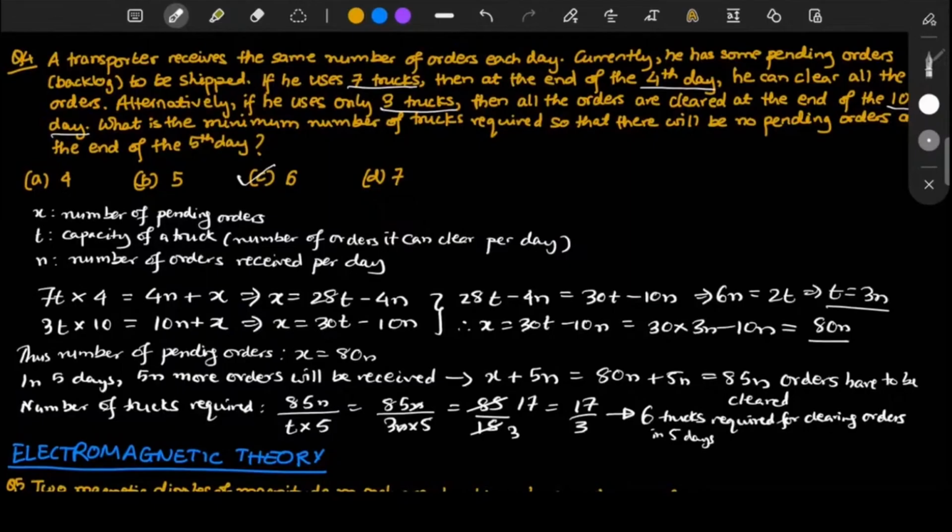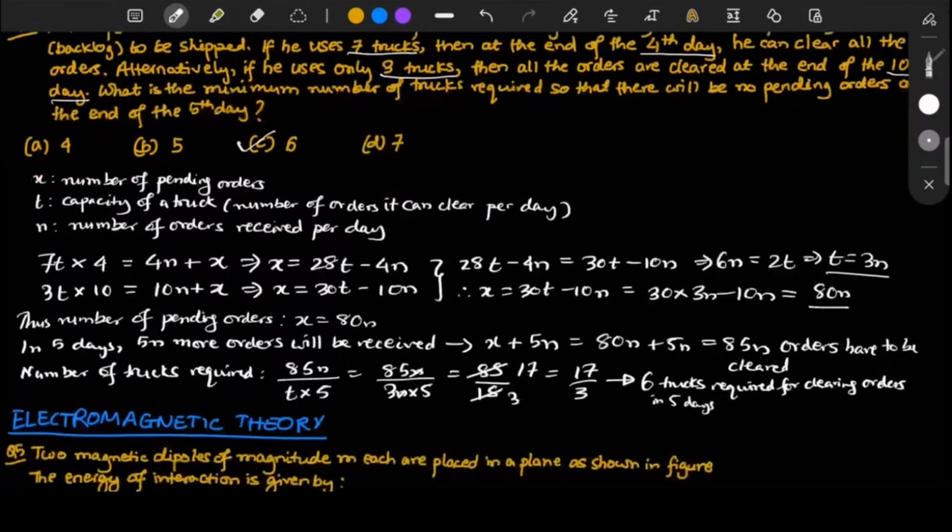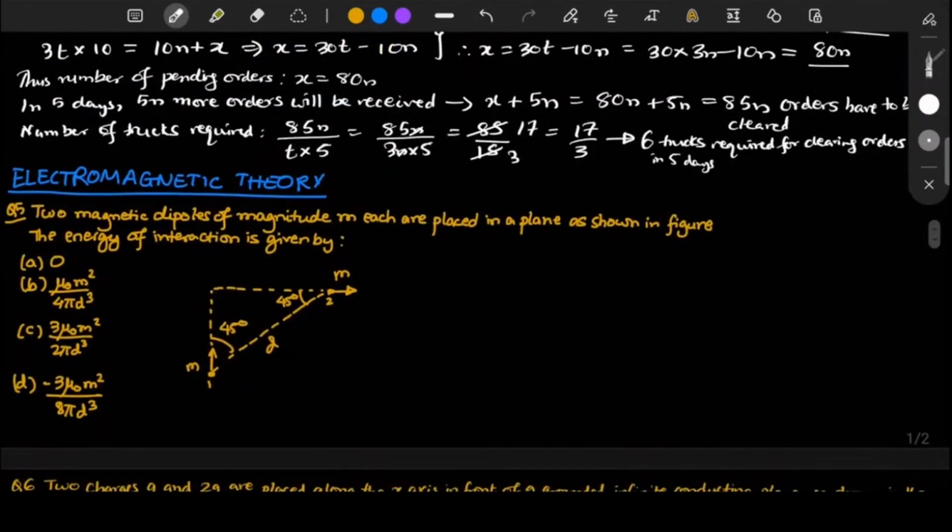Now we will focus on electromagnetic theory. So we have the first question in electromagnetic theory. Two magnetic dipoles of magnitude m each are placed in a plane as shown in the figure. So we have this figure over here which shows two dipoles being placed. Then we need to find out the energy of interaction. And we have these four options. We need to select the correct option for energy of interaction.